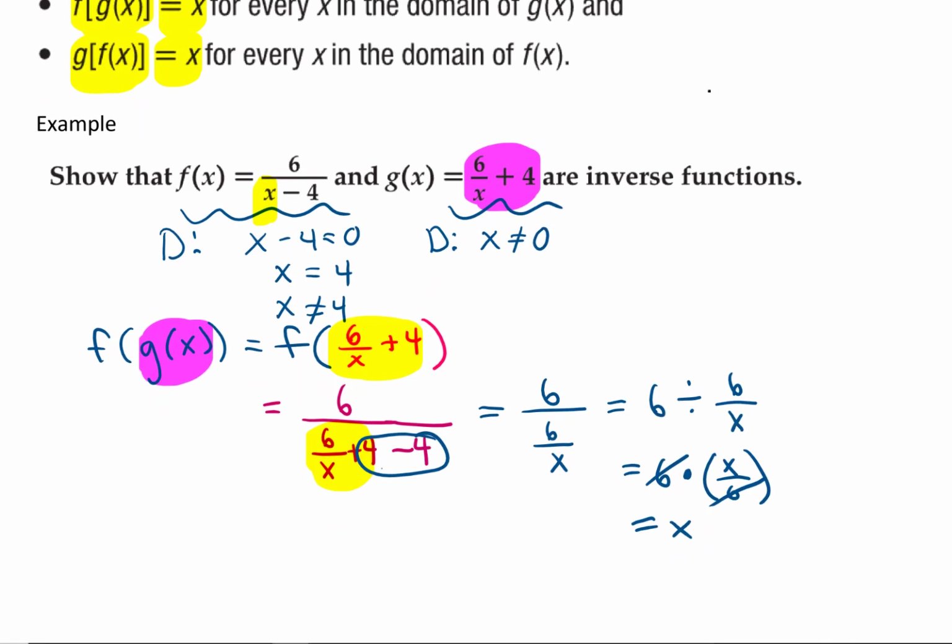Don't forget that we still have that domain restriction on the inside function. So x cannot equal 0, or in interval notation, so we've used composition to show that f and g are inverses of each other, because when we put g inside of f, it simplified to be x.